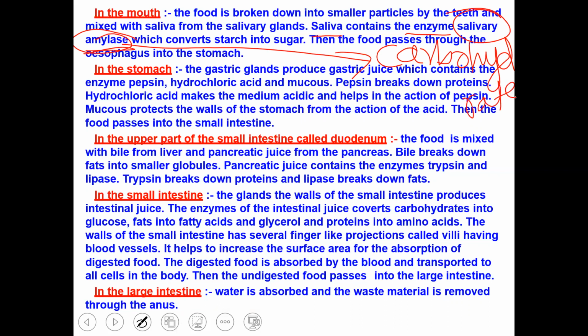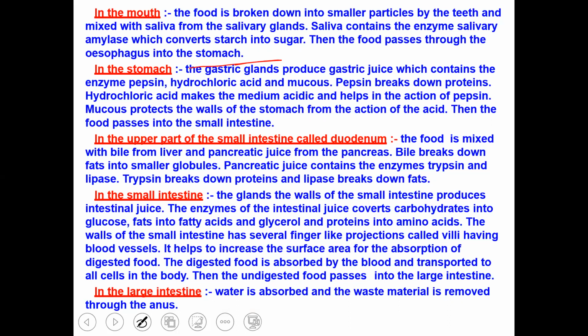So this salivary amylase converts starch present in the food into sugar. So a starch is a carbohydrate, right? So that complex structure, the complex carbohydrate will be converted into simple sugar by the salivary amylase. Then the food passes to the esophagus or a food pipe.